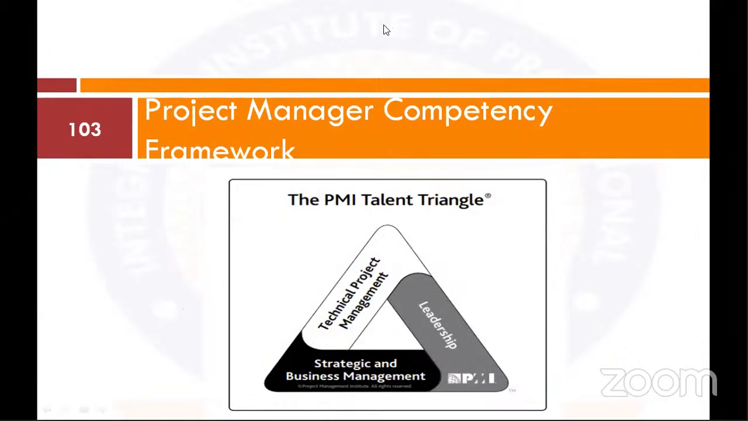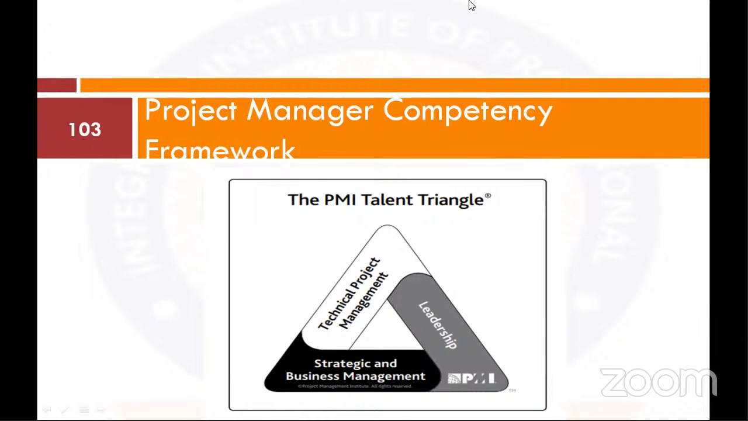Now, still on administrative framework, we have what we call the project manager competency framework. So if you are a project manager, this is expected from you. You need to have technical project management skills, strategic and business management skills, and leadership skills. That's very, very important.